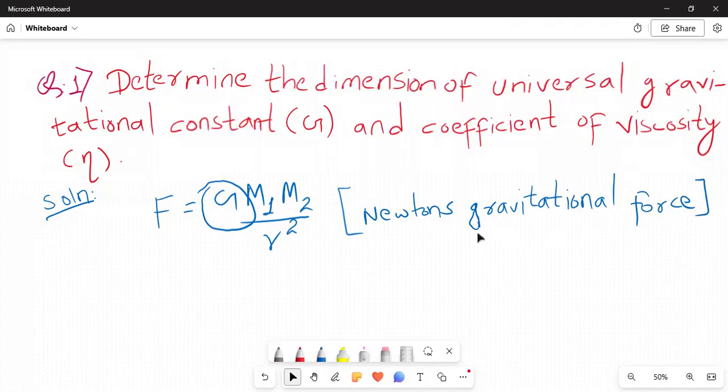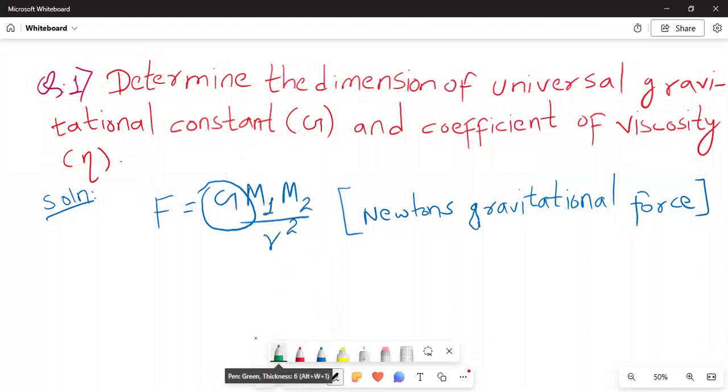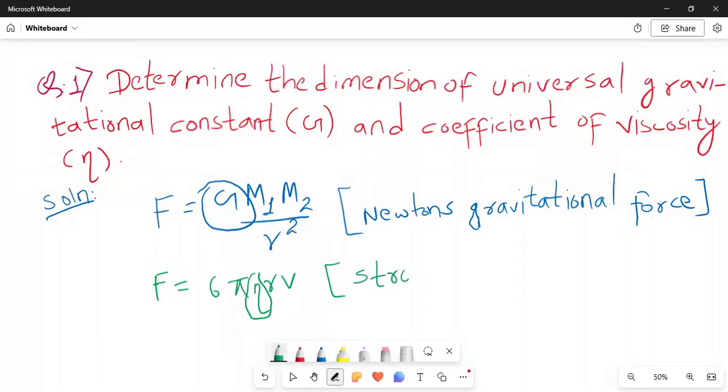And the next formula, related to the coefficient of viscosity, is again obtained from the expression of viscous force, F equal to 6 pi eta r v. This eta is a constant introduced over here. Okay, this is the expression of Stokes viscous force.